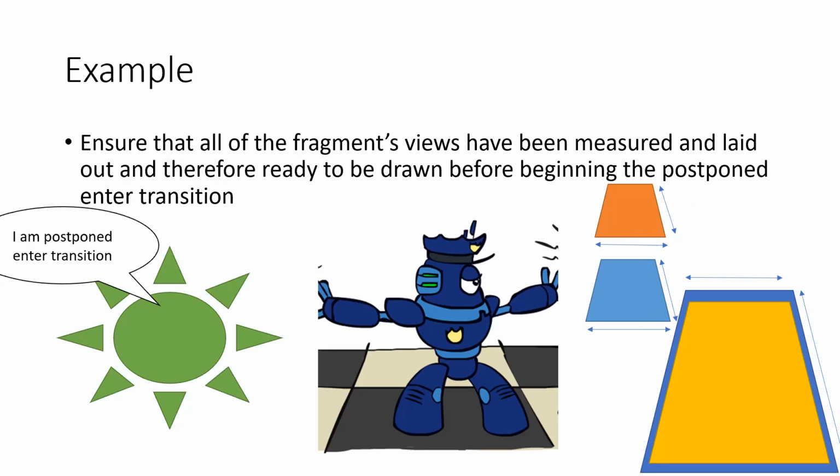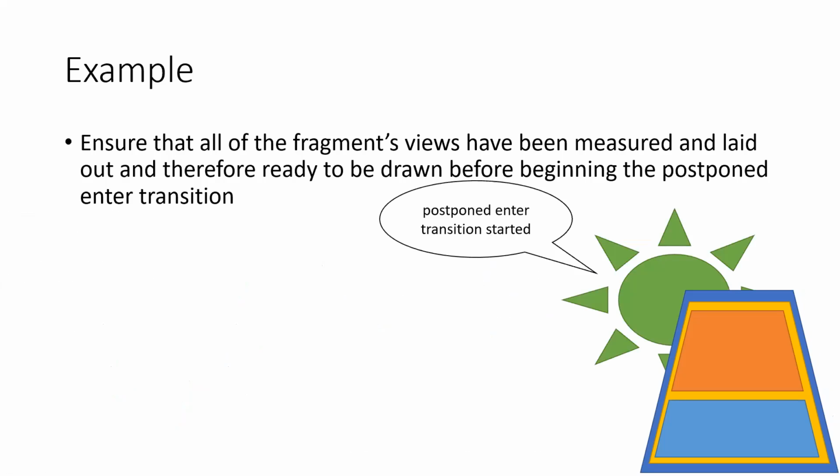Unless that is done, you can act as the police guy who stops the postponed enter transition from happening. Once you are sure that the fragments and elements are properly measured and laid out, then you can decide that the postponed enter transition can happen. So you need to wait. That's the waiting notion I was talking about. You have to wait until all the resources are loaded, and once it is done, you can do that postponed enter transition.